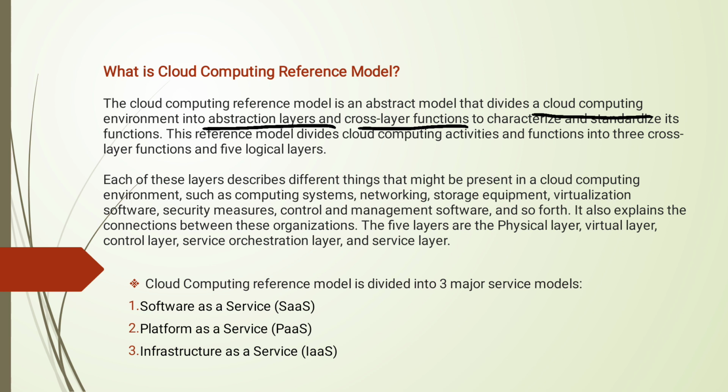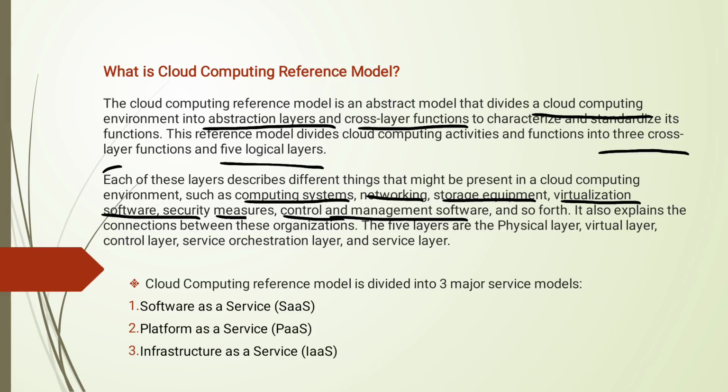This reference model divides cloud computing activities and functions into three cross layers and five logical layers. Each of these layers describes different things that might be present in a cloud computing environment, such as computing systems, networking, storage equipment, virtualization, software, security measures, and control and management software. And it would also explain the connections between these organizations.